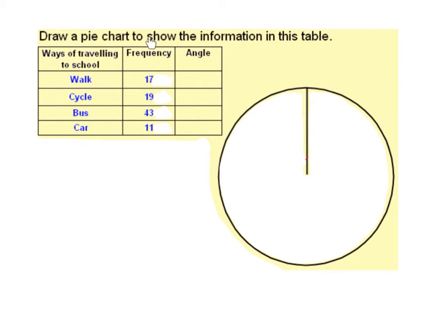Draw a pie chart to show the information in this table. Ways of travelling to school. So 17 people who were surveyed walk to school, 19 people cycle to school, 43 people get the bus to school, and 11 people get a car to school. So these are the frequencies. What we need to do is create the angles and then draw them into our pie chart.